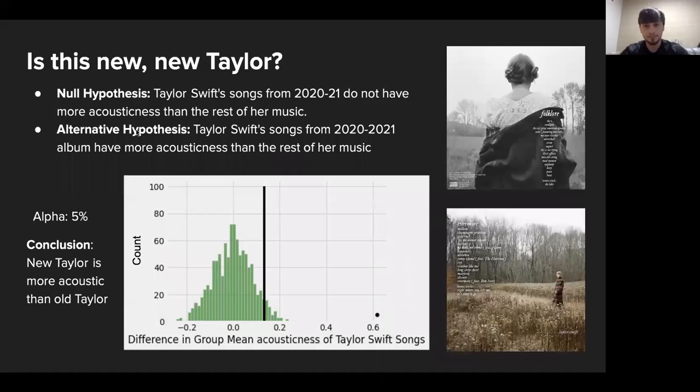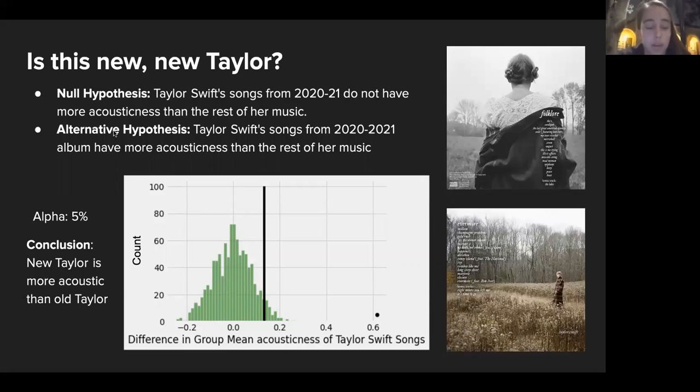So our first hypothesis test will be comparing acousticness of old Taylor Swift songs, which is before 2020, and new Taylor Swift songs starting in 2020. This histogram shows the average difference in acousticness if old and new Taylor are the same, and the black dot shows the actual difference between old and new Taylor. Because this black dot is so far to the right above our alpha level of 5%, we have concluded that new Taylor is in fact more acoustic than old Taylor.